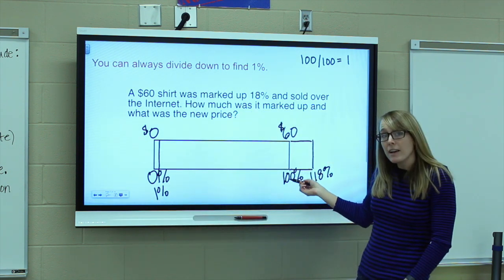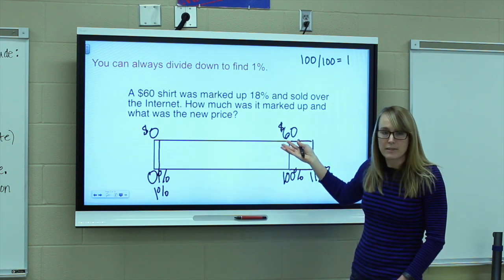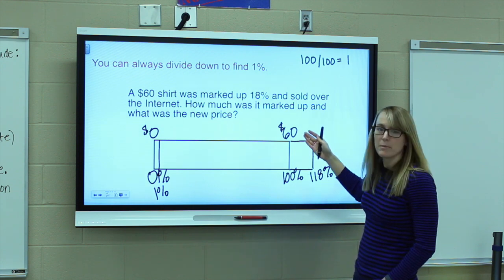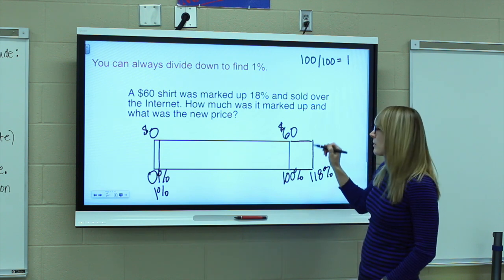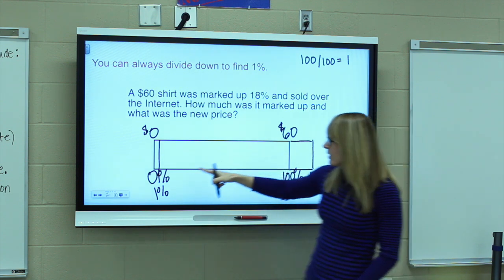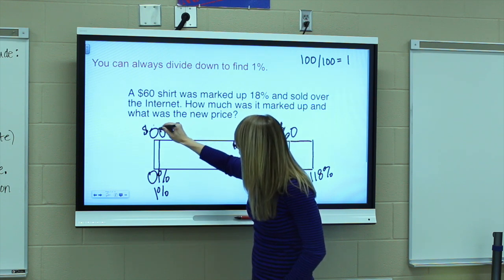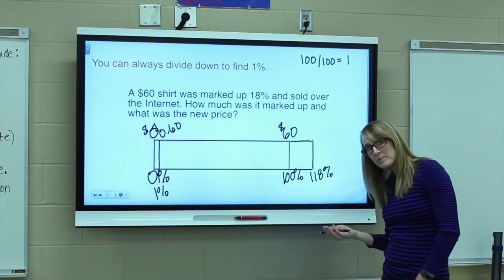But if you take 100 divided by 100, you also have to take 60 divided by 100 to keep it balanced, just like scale factor. So 60 divided by 100 would move your decimal point over 2 places, which would make it 0.6 or 60 cents. So 1% is 60 cents.